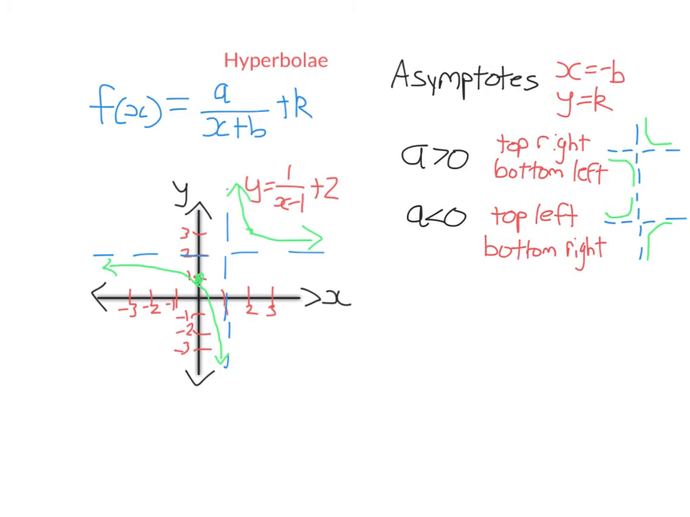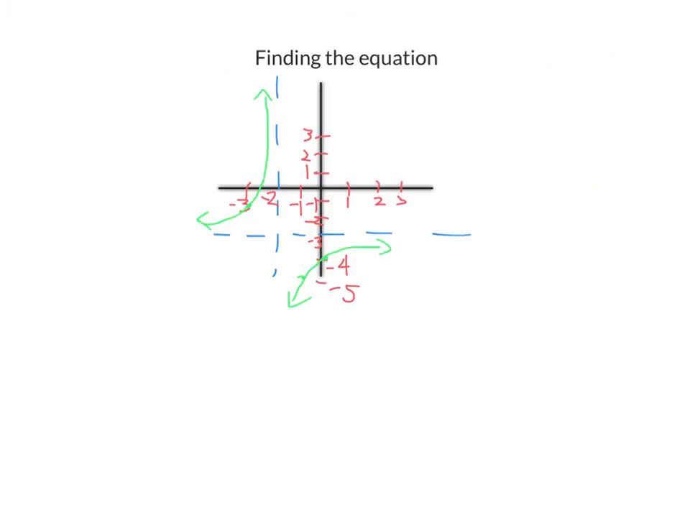So let's have a look at now finding the equation of a hyperbola when we're given the graph. So this is how you find the equation of a hyperbola when you're given the graph. Now, we know that the equation of any hyperbola is going to be of the form y equals a over x plus b plus k. So b and k are easy to figure out. You just get them from the asymptotes. So this one has a vertical asymptote at x equals -2. So b is 2. It's going to be +2.